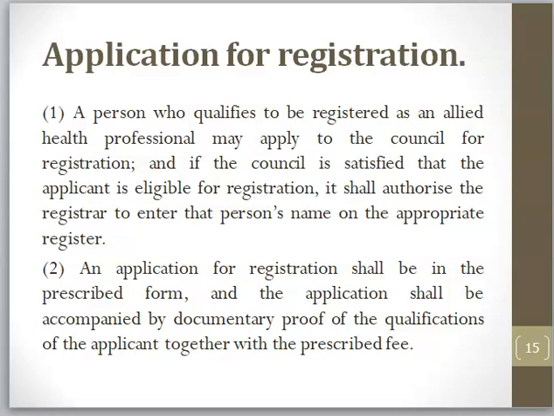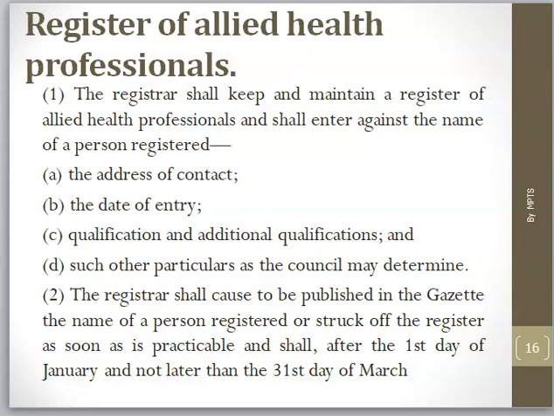You don't need to travel to the head office in Kampala. You can do it within the regional offices, if you have accompanied it with proof of qualification and you have paid the prescribed fees. So now the register under the Allied Health Act includes the following: the name of the person, his address, contact, date of entry, qualification and additional qualification, and any other particulars. Now this can be in the Gazette or, as I've said, on the website.